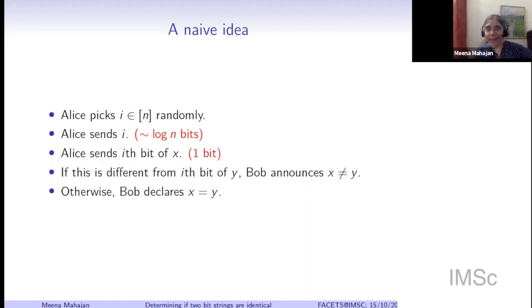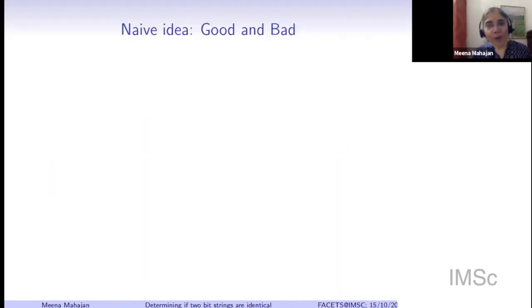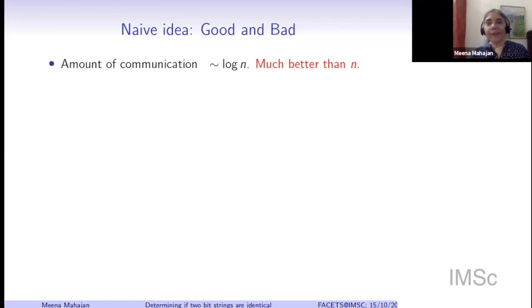And this is obviously very naive, right? Because all they have done is they have checked one bit, and that one bit they have chosen at random. So what we want to do is see what is good and what is bad about this naive idea. Well, the good thing is obvious. The amount of communication is much, much less than n. Just log n plus 1 bits: log n bits to represent the value of i and one more bit to give the value of X at the ith position. So it's much less communication than what we had earlier.